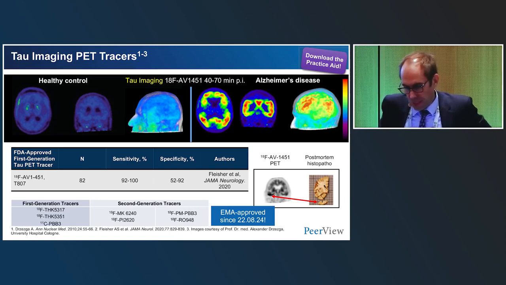You see the results here on the left side of a healthy control with this uptake without any major cortical retention, and then on the right side in a patient with Alzheimer's disease. Again, also this tracer had to undergo validation versus autopsy data.